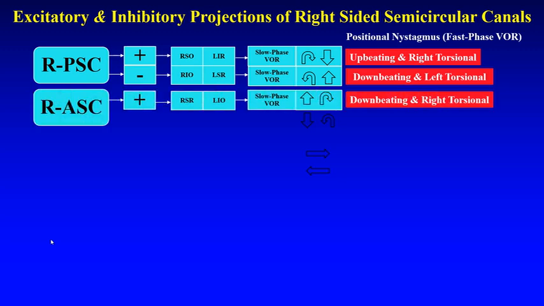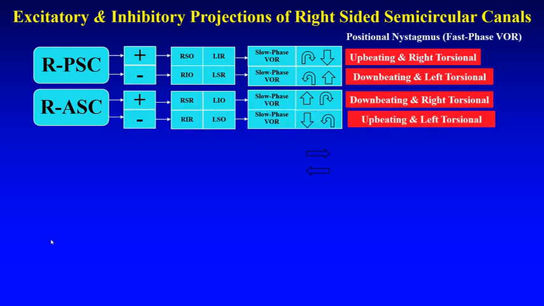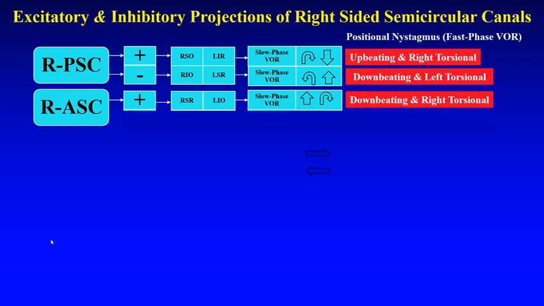The right anterior semicircular canal excitatory projections are to the right superior rectus and left inferior oblique. The slow phase VOR is therefore upbeating and left torsional. The positional nystagmus is therefore downbeating and right torsional. The inhibitory projections of the right anterior semicircular canal are to the right inferior rectus and left superior oblique, generating a slow phase VOR which is downbeating and right torsional. Therefore, if such a variant indeed exists, the positional nystagmus would be upbeating and left torsional. However, this has not been reported so far, so I am removing it from here.